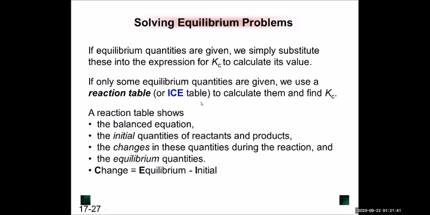The ICE table, or the reaction table, or some call it a solution table, consists of a balanced equation. So there'll be a coefficient for each reactant and product. And you'll be given the initial quantities of the reactants and products, so how many moles of each reactant and product before the reaction begins. And this table also shows us the changes among those reactants and products.